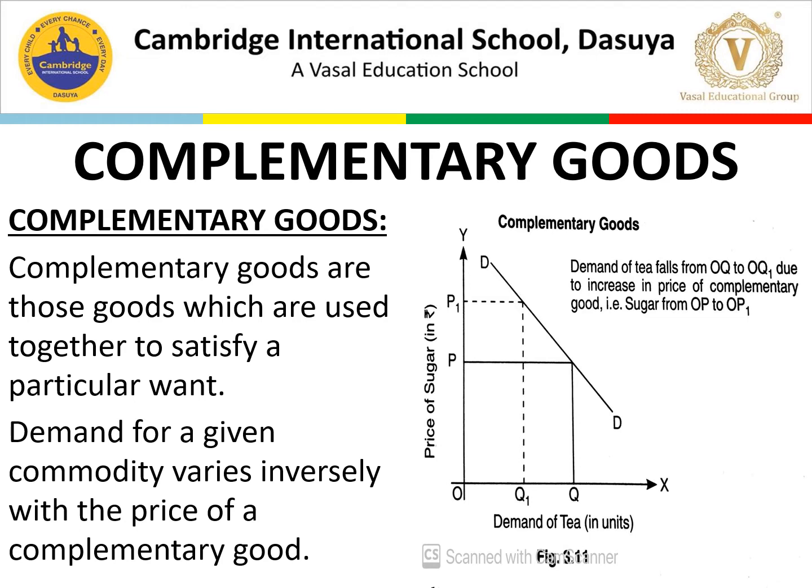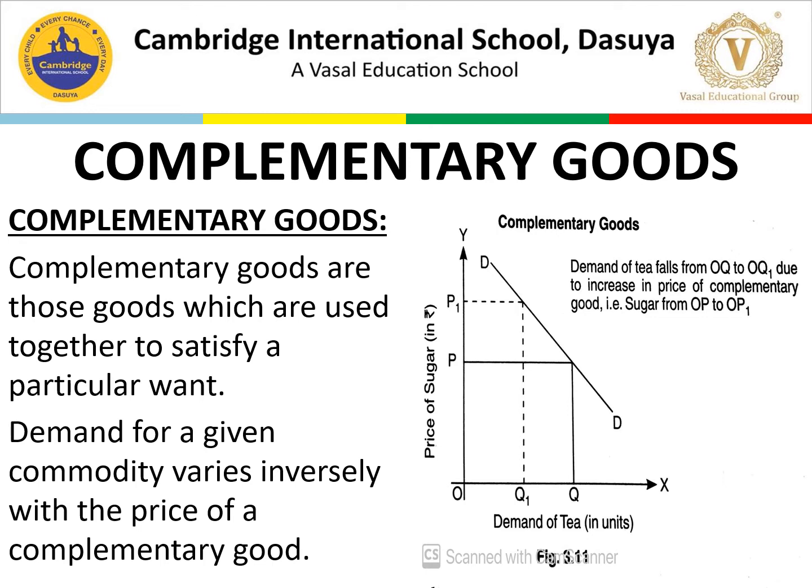So you can see there is the price of sugar on the y-axis and the demand for tea on the x-axis. For this price of sugar, P, Q was the original demand for tea. Now what happened? The price of sugar has risen from OP to OP1.